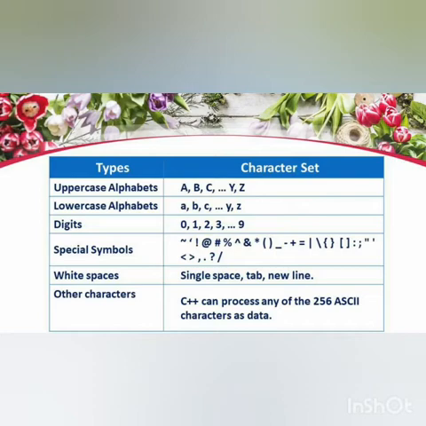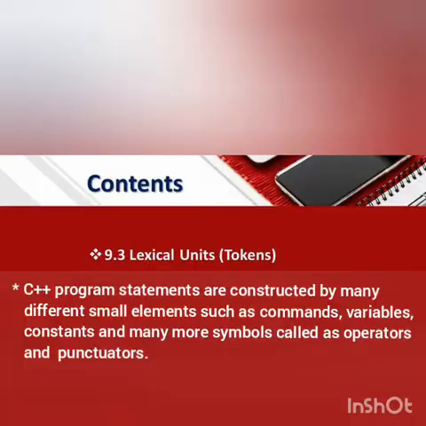Next one is white space, like single space or blank space, tab, new line, enter key, etc. Then the other characters which are included in the ASCII character set. Okay, so these are the character sets which are available in the C++ programming language. Our next topic is lexical units.